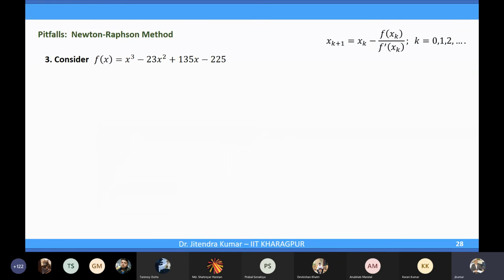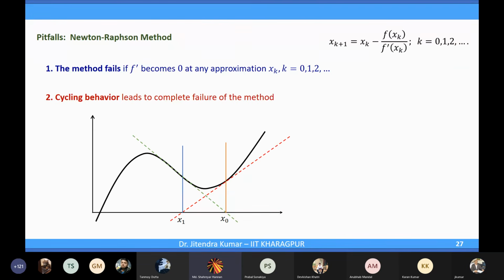Sir, if that is the case, then we can change our initial guess. Yes, naturally. You shift your guess, then you can get rid of this cyclic behavior. So once you observe that, yes, that is the first thing we should do. We should deviate from the initial guess a bit.